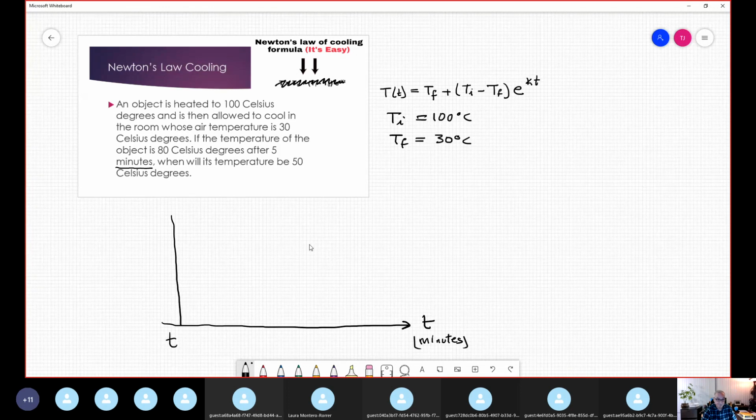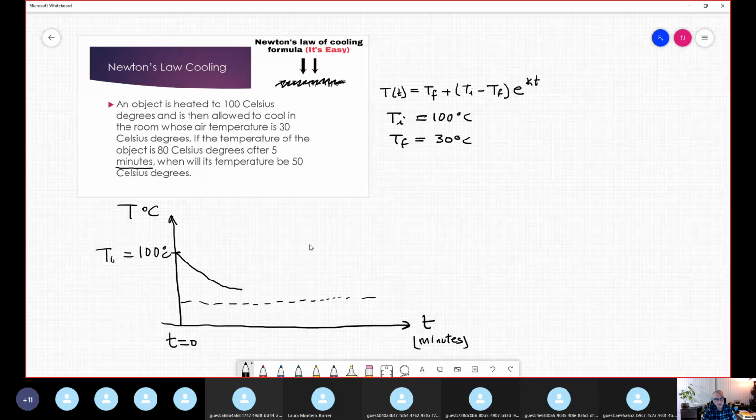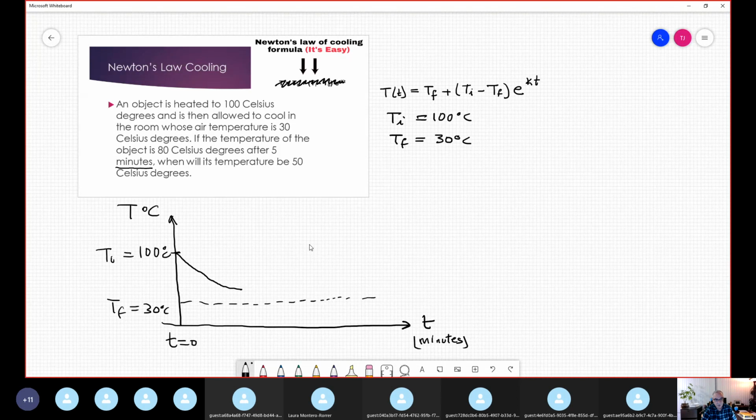Okay, at t equals 0, this object has, on this axis of temperature in Celsius degrees, 100. This is the initial temperature. And it is obvious that the temperature decreases, but decreasing asymptotically to the final temperature, which is 30 degrees. This is 30 degrees. Final temperature is 30 degrees. Okay. Asymptotically. Sorry, guys, this is a very common line. Okay, let's say a horizontal line.